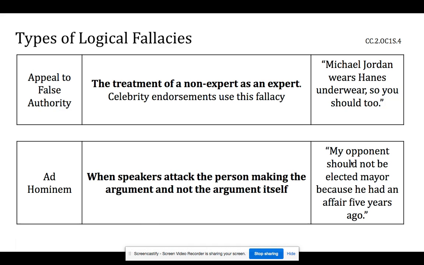So imagine more in context, these two candidates for mayor are having a debate about the issues and one says, I want to increase taxes for schools. And then the other guy says, well, my opponent should not be mayor because he had an affair. It's like, okay, well, you're attacking the person, not the argument being made. So it helps to put that one a little bit more in context. Ad hominem is when the speakers attack the person making the argument and not the argument itself.